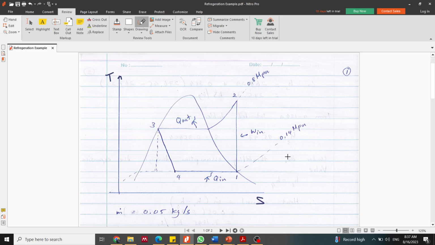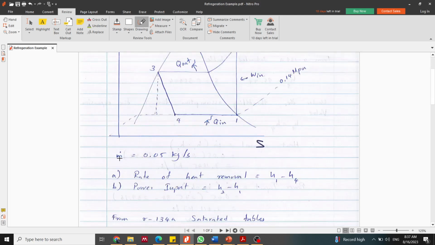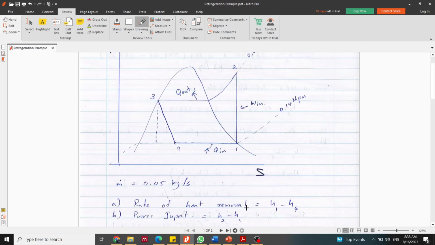These are the values given in the problem, and the mass flow rate is given as 0.05 kilograms per second. So part A is the rate of heat removal. That means 4 to 1, where the heat is removed from the refrigerated space. This is the evaporator. If you are considering an AC system, the evaporator should be in your room, so the air will be circulated through the evaporator, and the heat is absorbed by the evaporator.